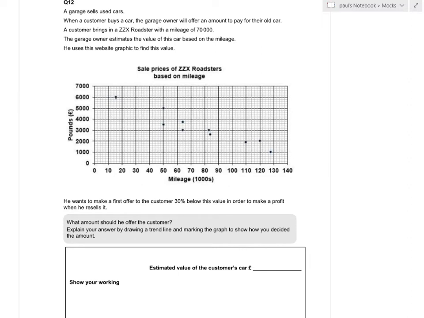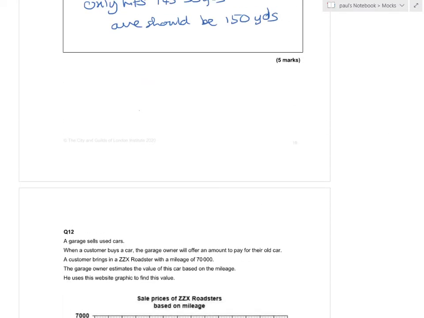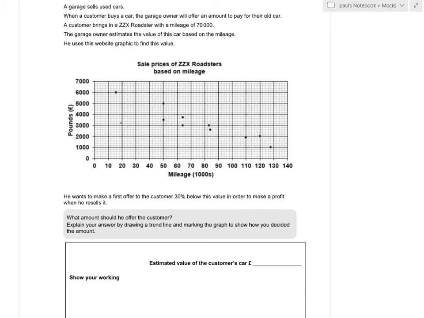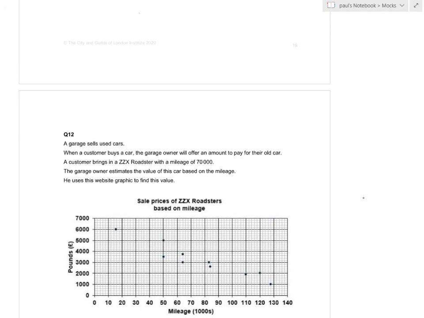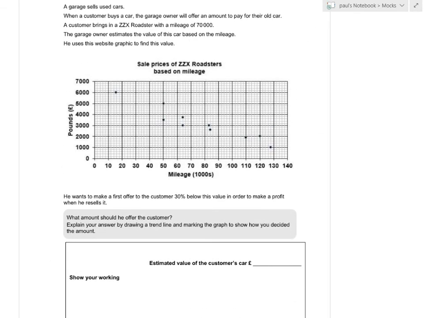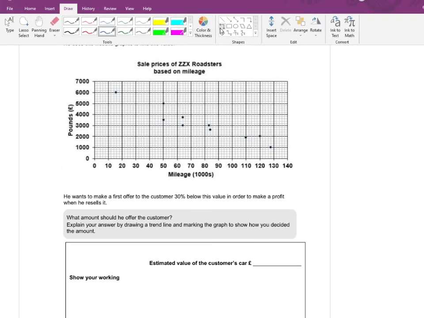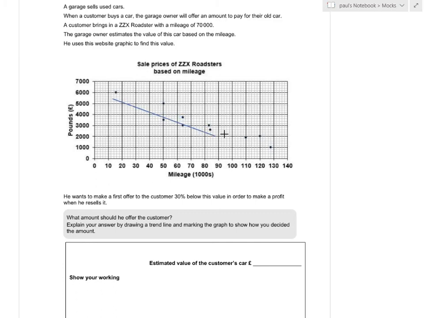Right, so we need to do some kind of... I'm going to try and draw a straight line there. It's awful, sorry. Go on, that'll do. So, mileage 70,000, which is here. And then go along to there, which is maybe 3,400. So we'll call it 3,400.